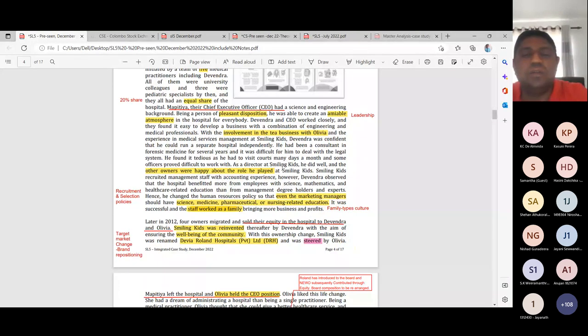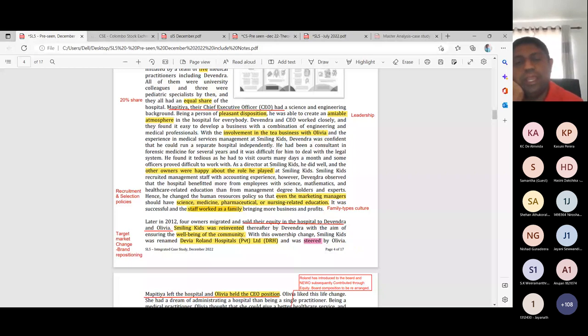Smiling Kid recruited management staff with accounting experience. However, Devendra observed that the hospital benefited more from employees with science, mathematics and healthcare-related education than from management degree holders and experts. Now, the recruitment strategy has changed. Initially they recruited management trainees, now they want to recruit people who have more science, mathematics, and healthcare-related education, not management degree holders. Hence, he changed the human resource policy so that even the marketing manager should have science, medicine, pharmaceutical or nursing-related education.